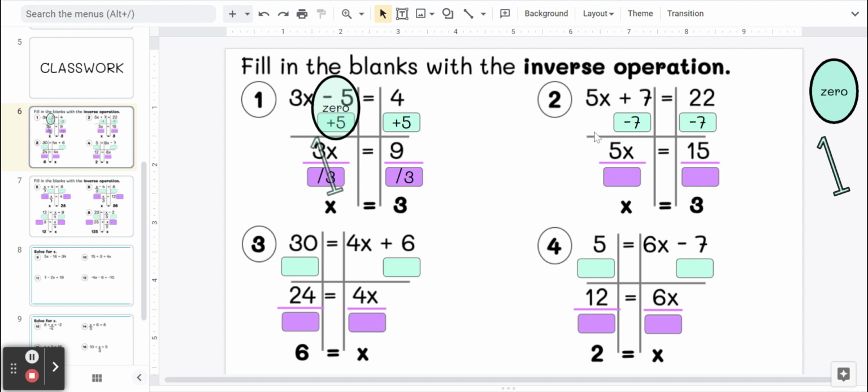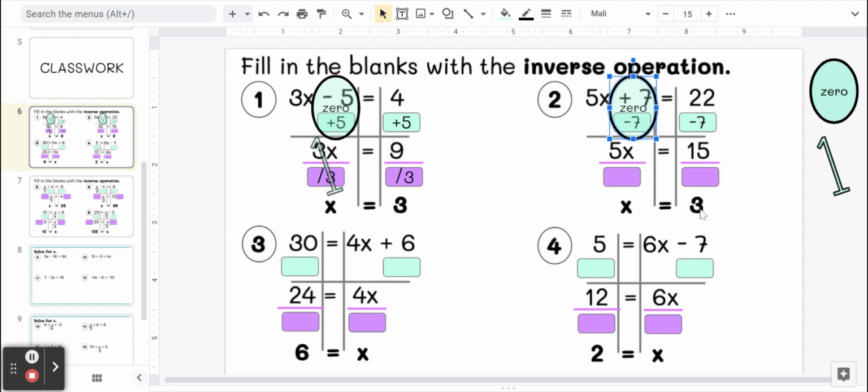Okay, so then this line here means we're going to solve this. We still have 5 times a number, or 5x, but then 7 minus 7 is 0, which is nothing. So we don't need that anymore. That's why I don't have it down here. And then over here on the right, 22 minus 7 is 15. So now we have 5 times some number is 15.